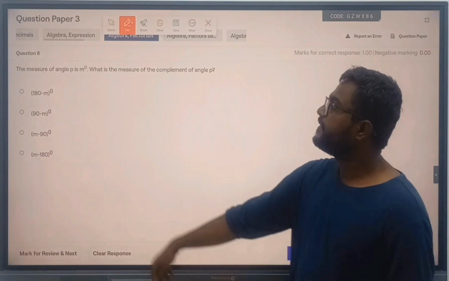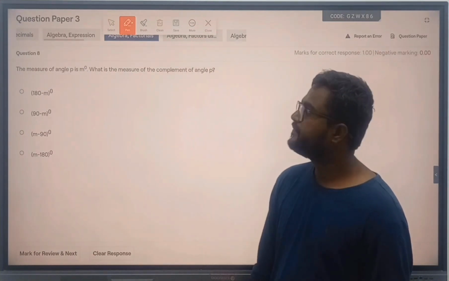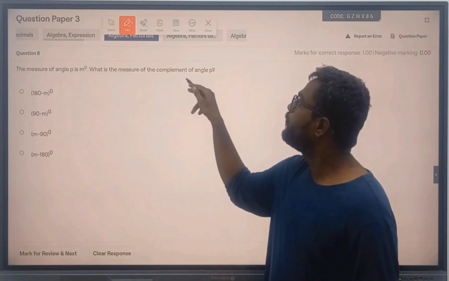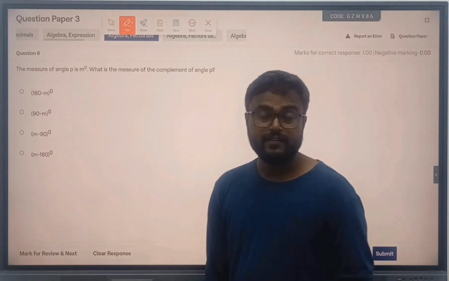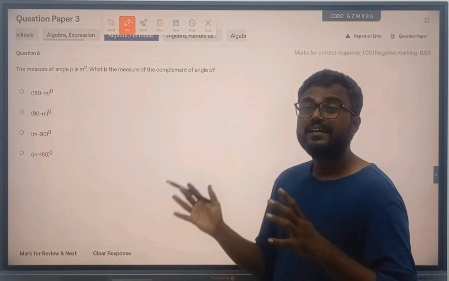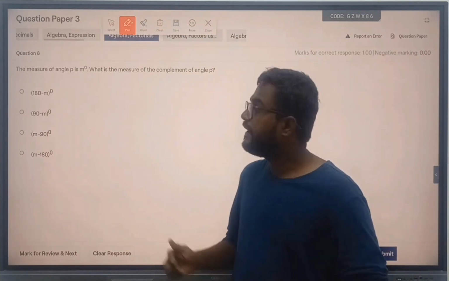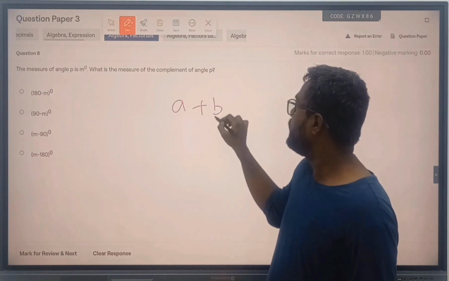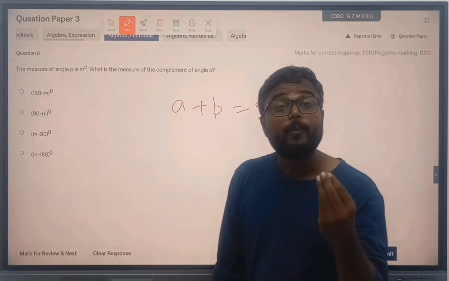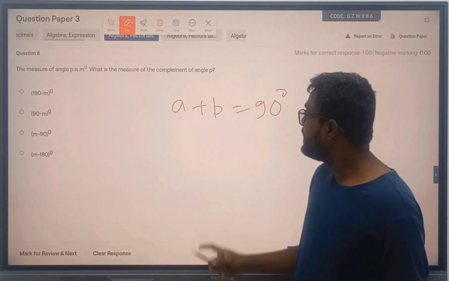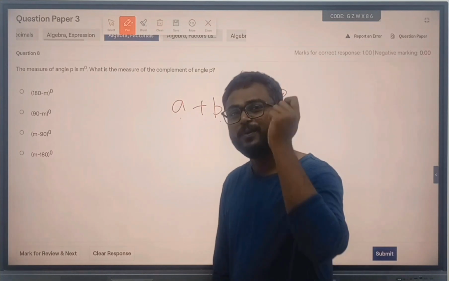So the question says the measure of angle P is m degrees. What is the measure of the complement of angle P? Now remember, complementary angles are angles whose sum is equal to 90 degrees. If A plus B is equal to 90 degrees, that means A and B are a complementary pair. It also means A is the complement of B and B is the complement of A.